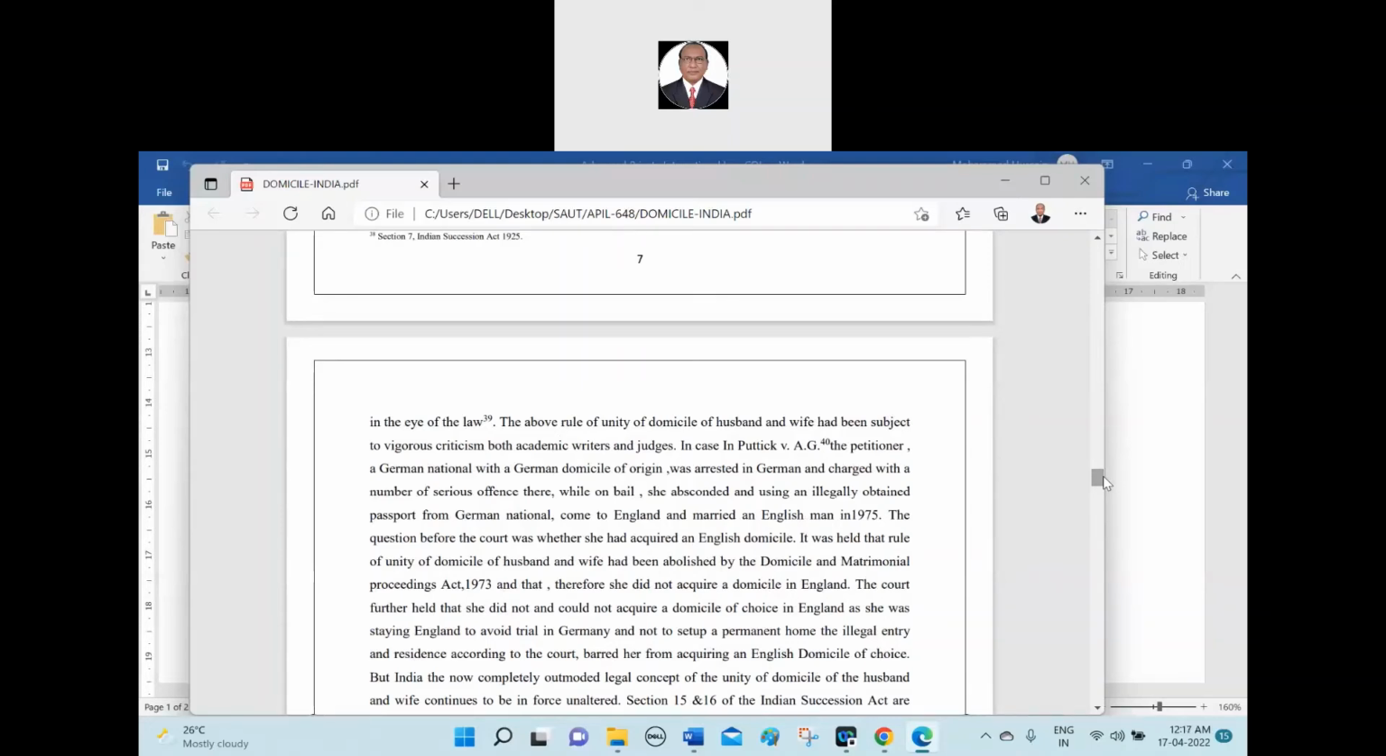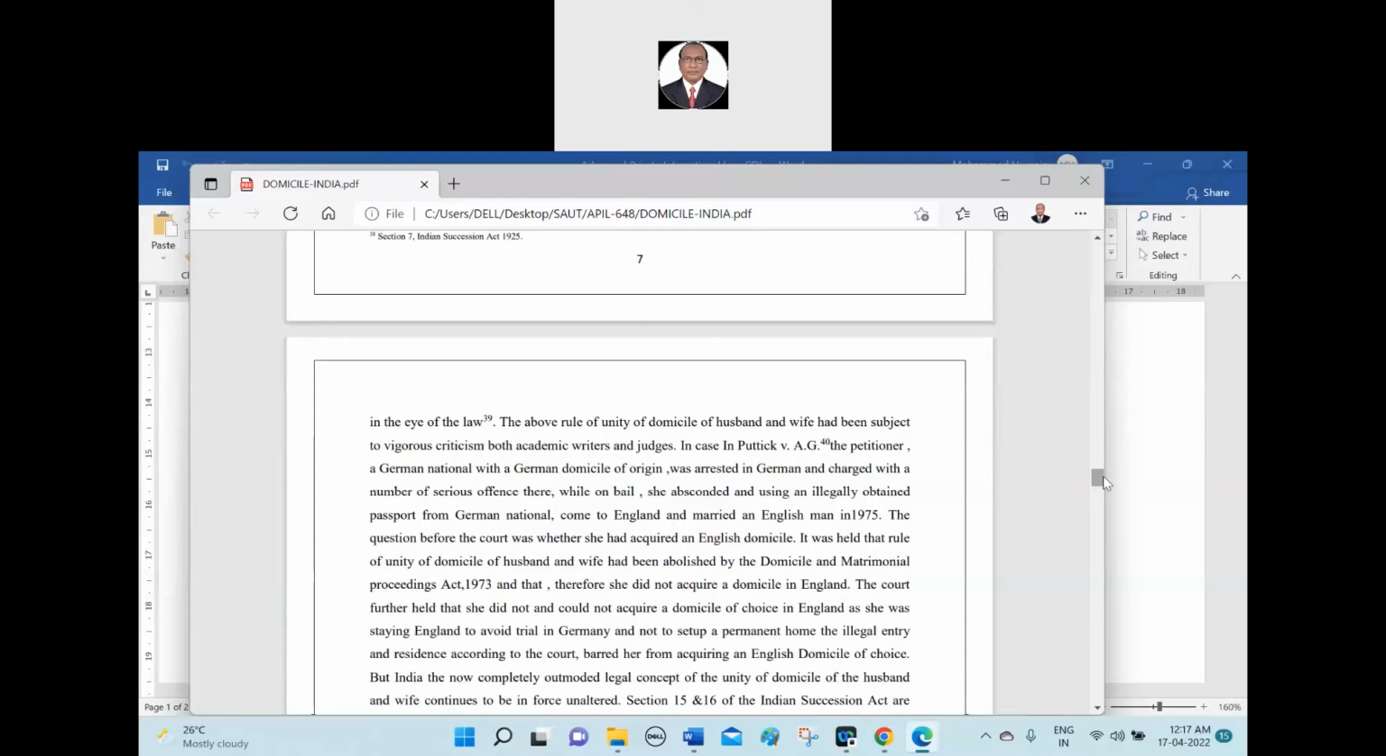In the case of Puttick versus AG, the petitioner, a German national with a German domicile of origin, was arrested in Germany and charged with a number of serious offenses there. Where was she charged with the serious offenses? German. German, I appreciate. That means you are with me and I am with you. So she was arrested and charged with a number of serious offenses there.